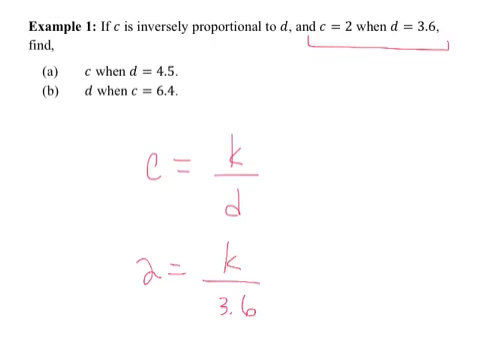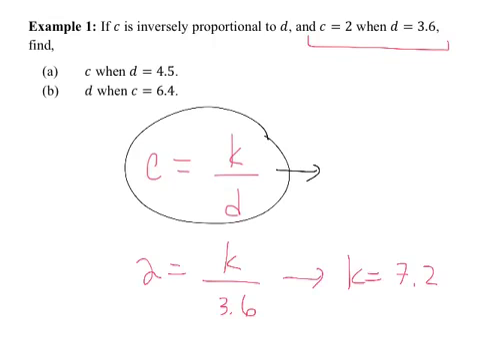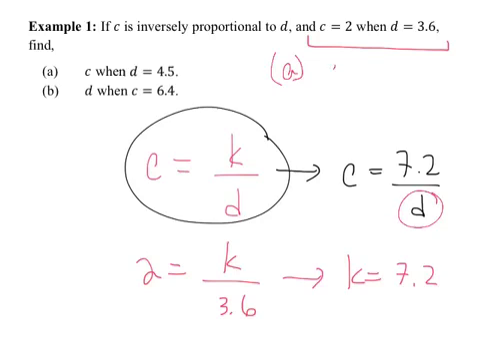So we solve for k, we multiply by 3.6 on both sides. K turns out to be 7.2. So now what we have is, instead of our generic equation here, we have a specific equation which relates to the given scenario in the problem. So now we can use this equation to figure out the following parts a and b. So we want to find variable c when d is 4.5. So c is already solved for. So to do that for part a, we could just plug in 4.5 here. So c equals 7.2 over 4.5, which is 1.6.